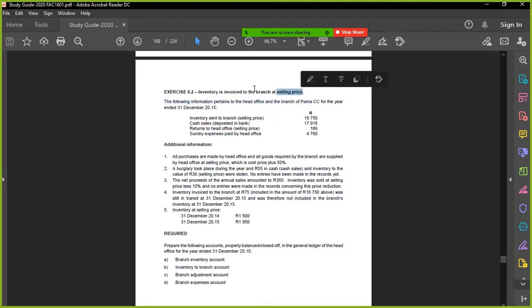Okay, this is similar to the one that you had in your assignment. If I remember correctly, I think they also gave you a selling price one, and you had to provide for a discount, or an adjustment rather, I should say. And then we'll look at that.